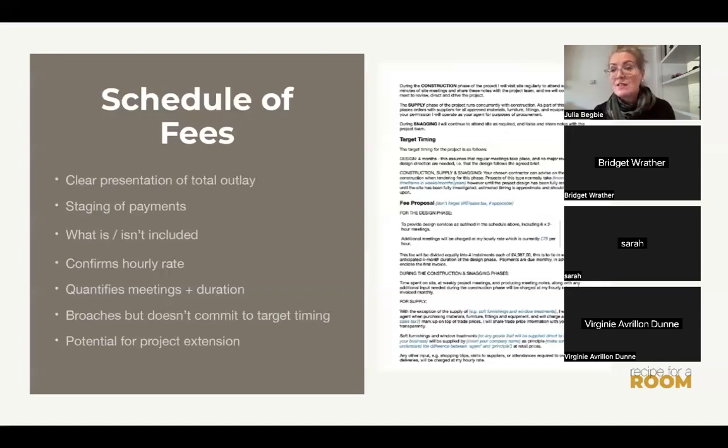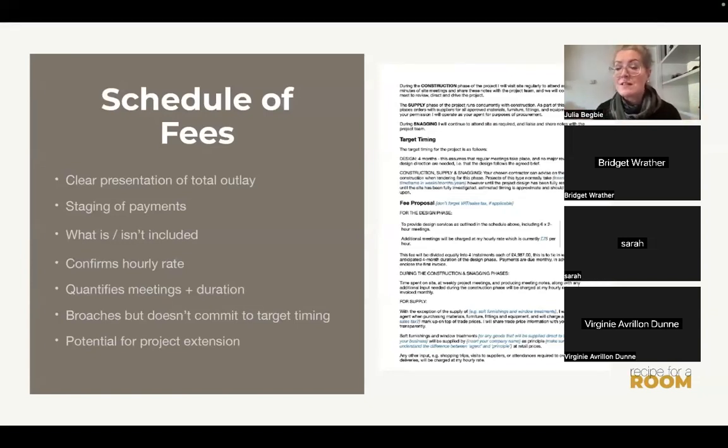And also within this, I would confirm my hourly rate. Now, I've based all of this on an hourly rate of £75 an hour. I think that's probably at the low end. I think the average these days is, I don't know, 75 to 150, something like that for a standard interior design hourly rate. But this is all based on £75 an hour.